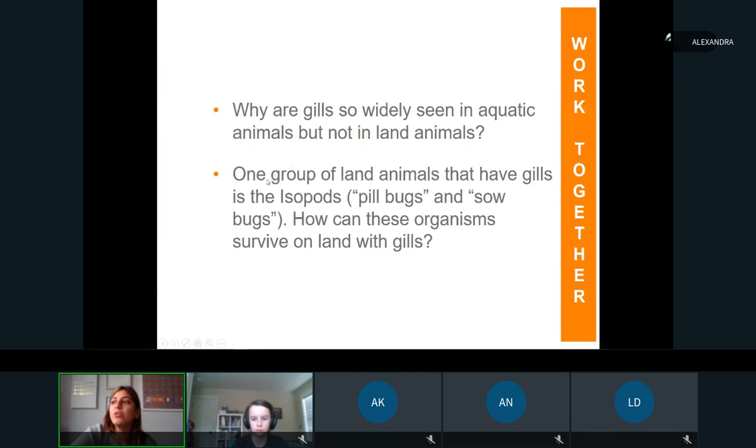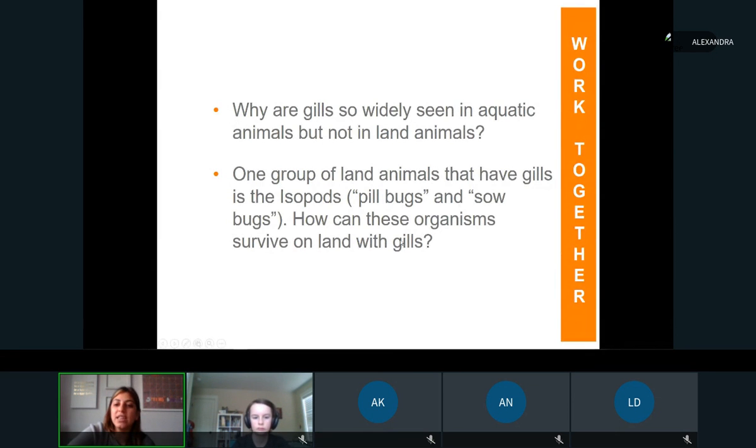And one group of land animals that have gills is the isopods, or pill bugs and sow bugs. Remember, these are also the ones like the roly-polies, that if you touch them, they roll up into a ball. How can these organisms survive on land with gills?